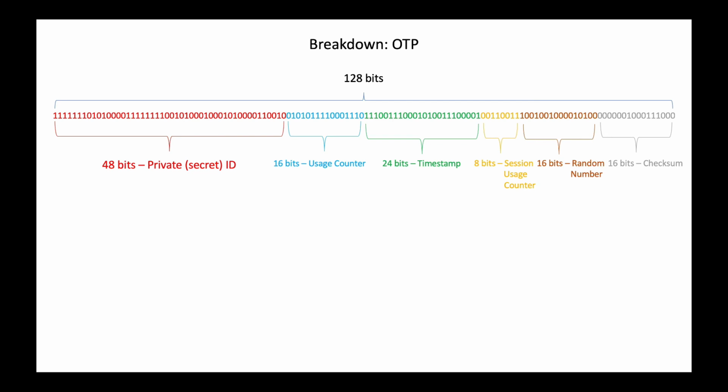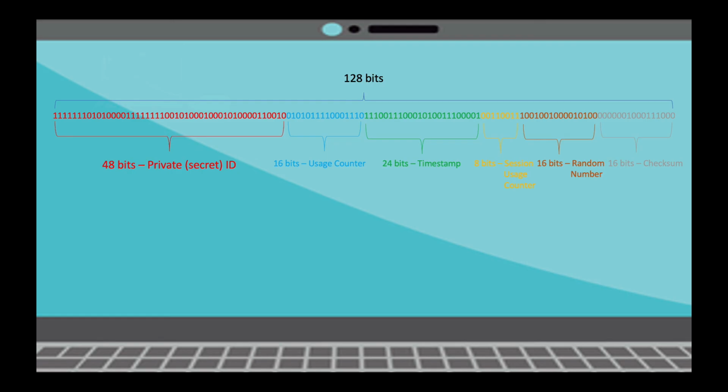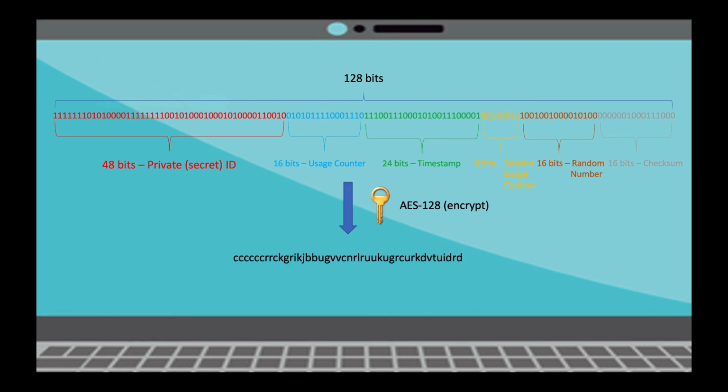But just to give you a very big summary, when you plug your YubiKey into your computer, it recognizes the key as a USB keyboard. Then when you touch the button, here's what happens. The algorithm in your key is going to take the private ID, the usage counter, the timestamp, the session usage counter, and the random number and calculate the checksum. After the checksum is calculated, it's going to be appended at the end. The algorithm would then take this 128 bits long string and encrypt it using an AES 128 key. And when the encryption is done, the data is going to be converted into this modified hexadecimal encoding format.